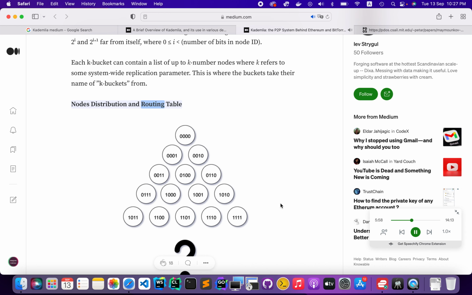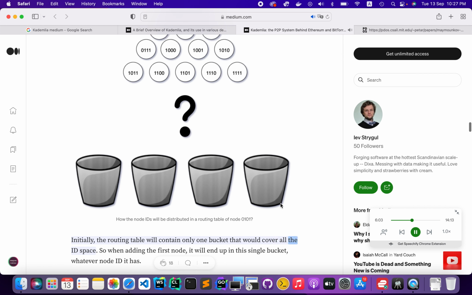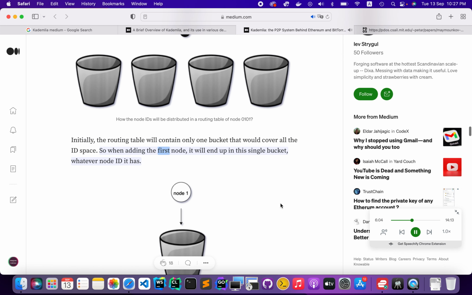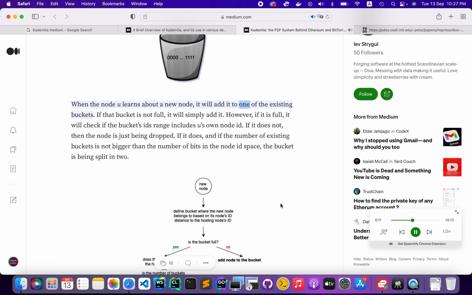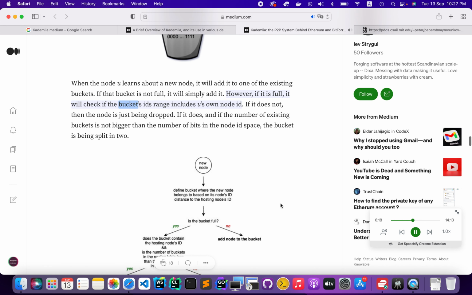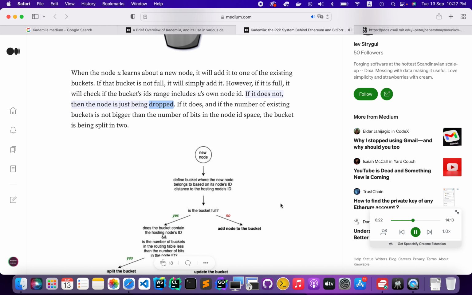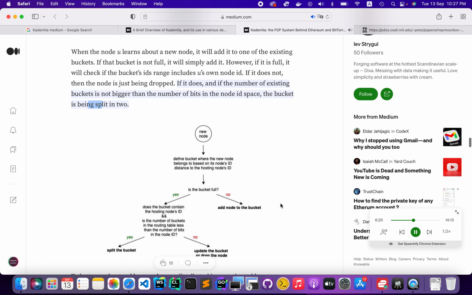Nodes distribution and routing table. Initially, the routing table will contain only one bucket that would cover all the ID space. So when adding the first node, it will end up in this single bucket, whatever node ID it has. When the node learns about a new node, it will add it to one of the existing buckets. If that bucket is not full, it will simply add it. However, if it is full, it will check if the bucket's range includes its own node ID. If it does not, then the node is just being dropped. If it does, and if the number of existing buckets is not bigger than the number of bits in the node ID space, the bucket is being split in 2.